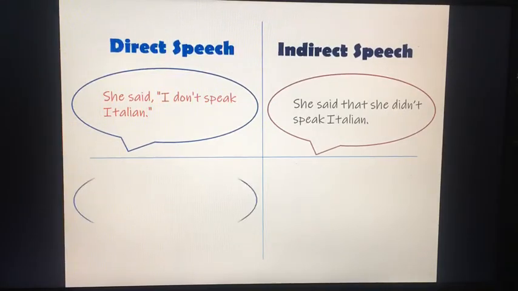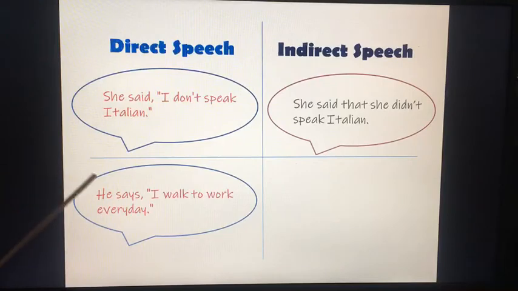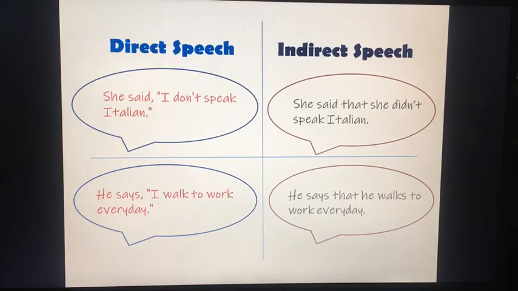Let's find another example. Here, he says, "I walk to work every day." It's the same way that the exact words are enclosed by the open and closed quotation marks, and then it is preceded by a comma. Whereas in the indirect speech, you don't find the comma, you don't find the open and closed quotation marks. And it is not capitalized because these are not the exact words of the speaker.